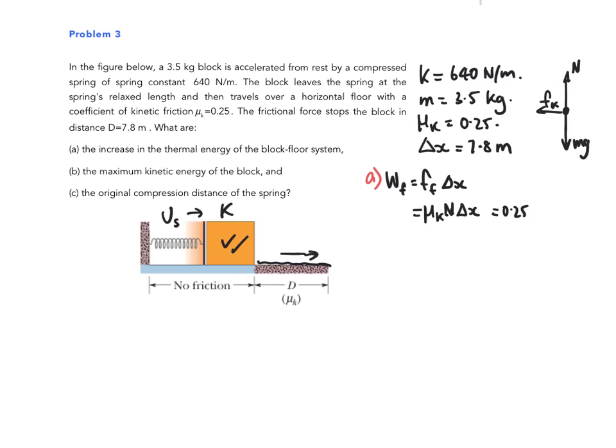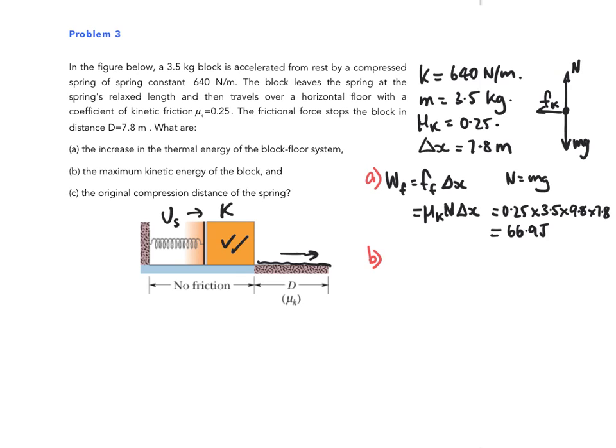Put in some values. 0.25 times 3.5 times 9.8. Remember, normal force is mg. And delta x is 7.8. And that gives us a value of 66.9 joules. So friction dissipates 66.9 joules of energy.